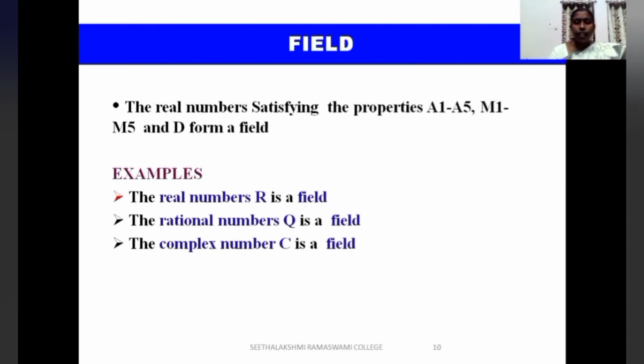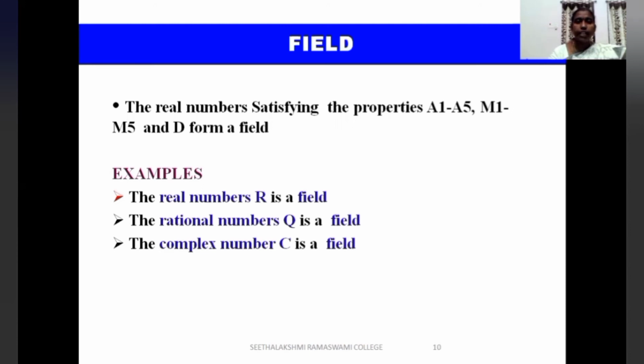That means closure for addition, associative property for addition, identity property for addition, inverse property and commutative property for addition. Also, closure property for multiplication, associative property for multiplication, identity property for multiplication, inverse property for multiplication, commutative property for multiplication, and distributive property form a field.